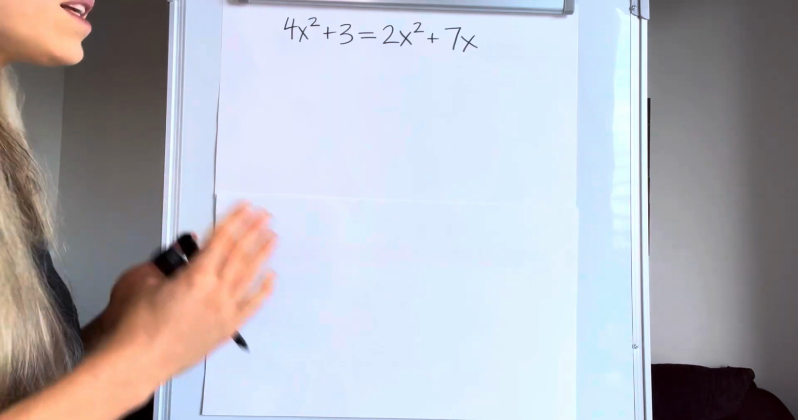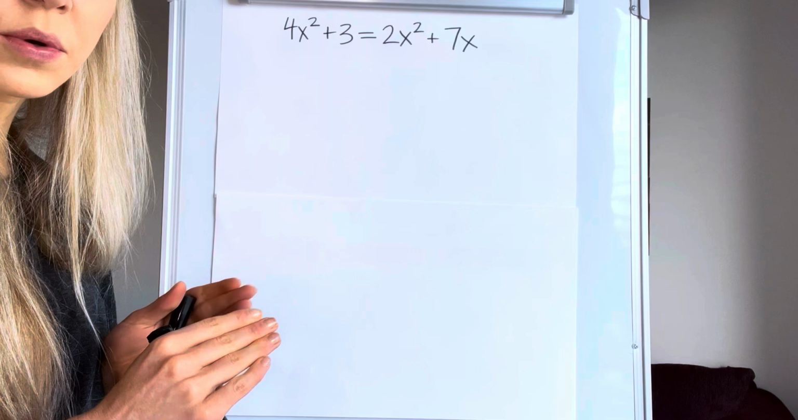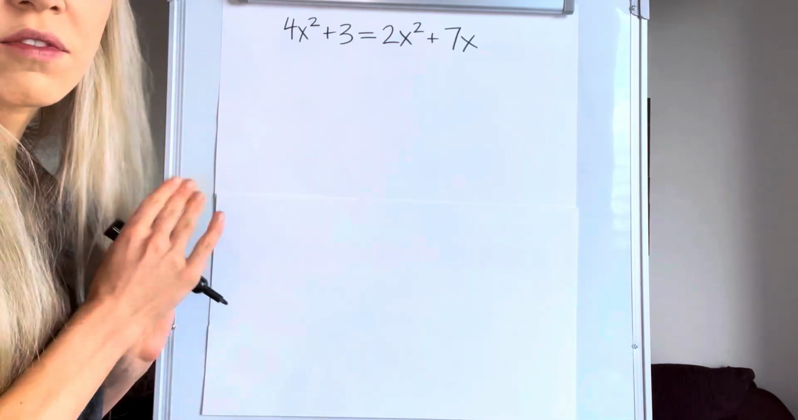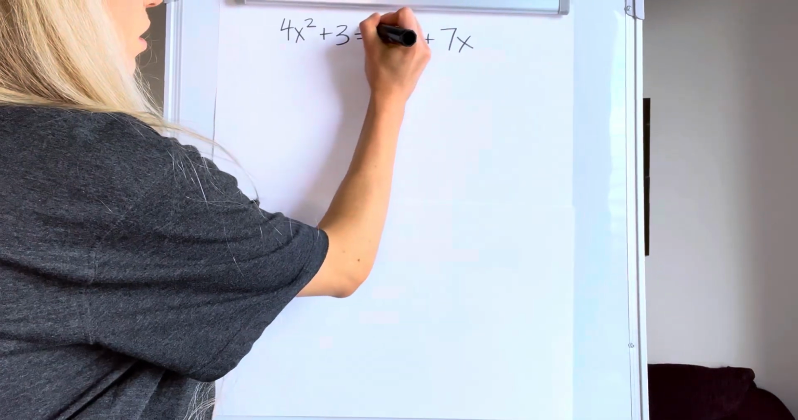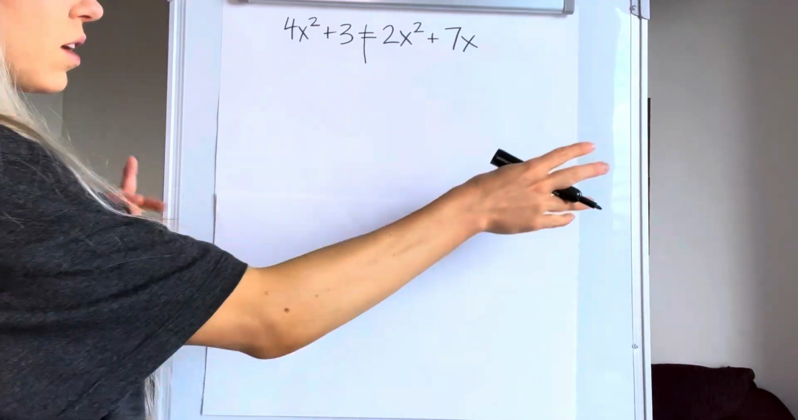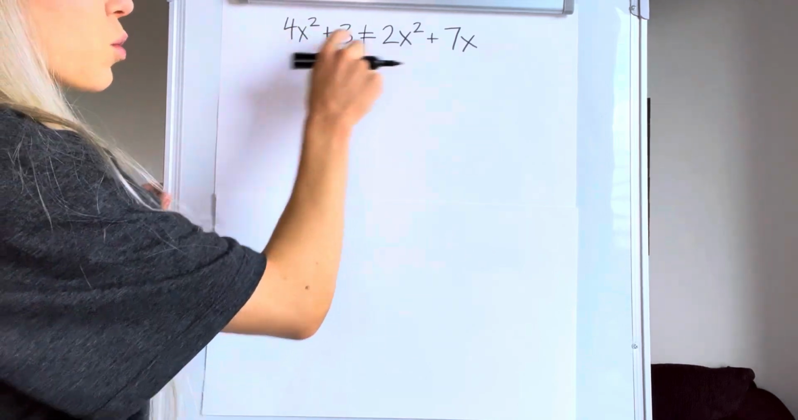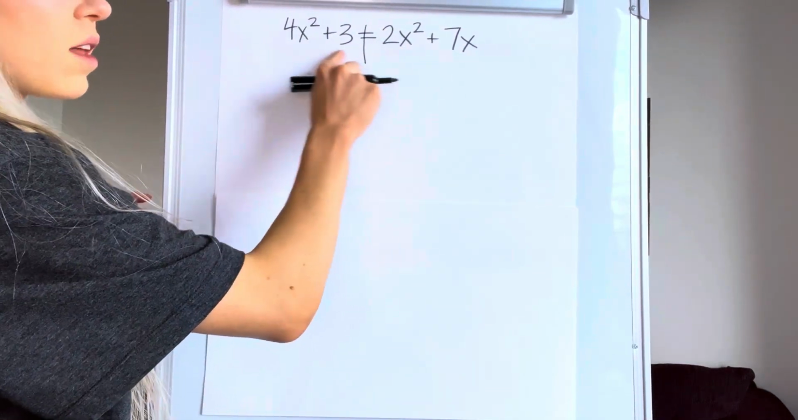Anytime you're solving a quadratic equation, it's a little bit different than a linear equation. You don't want variables on one side and numbers on the other. You want everything on one side of the equal sign. And so here's our equal sign. The first thing we're going to do with this equation is get everything to either the left side or the right side. I usually make it to where the x squared term is positive. So I'm going to move everything to the left side.